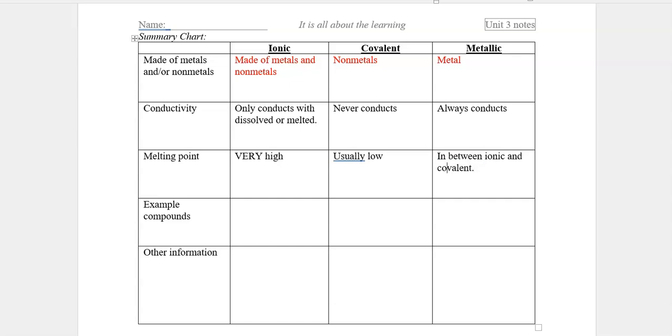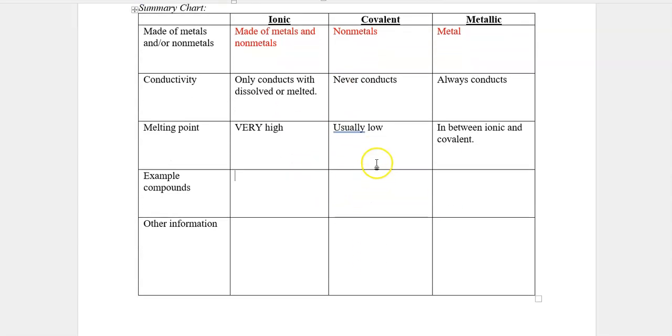In general, could you find one ionic that melts before a metallic does? Probably, but they're not very common. Like 99% of ionics are going to melt after a metallic does, and the same thing, covalent is almost always going to melt first of the 3.